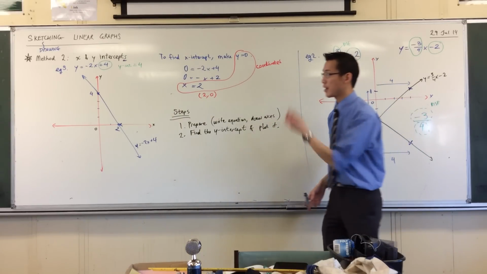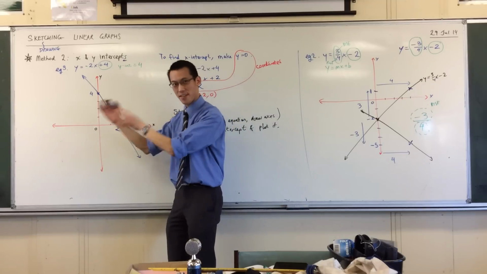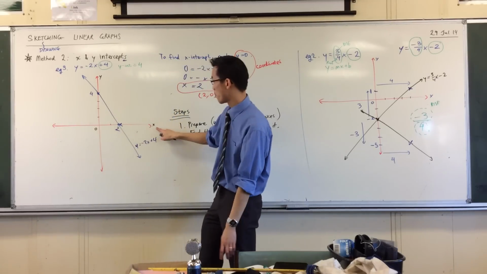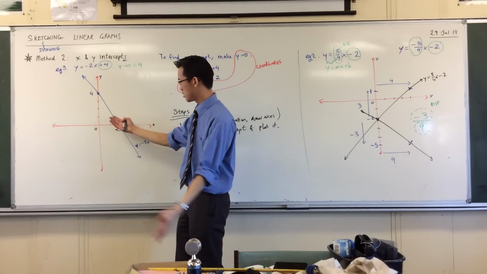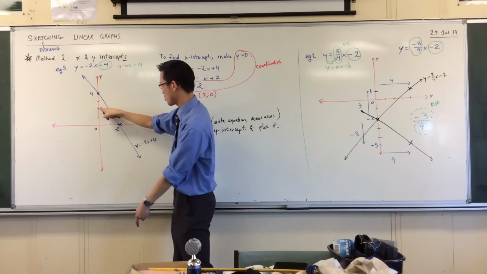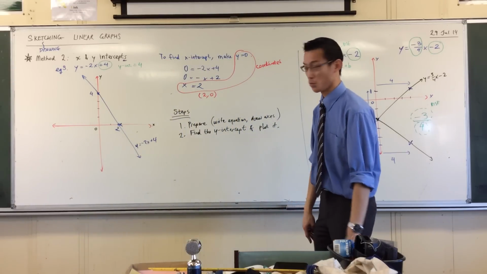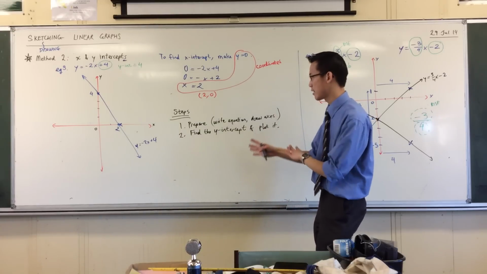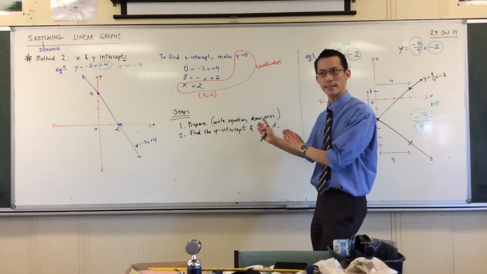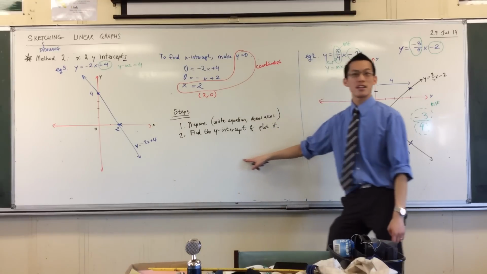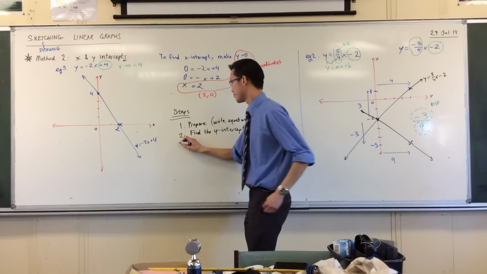By the way, don't forget, it's really bad if you mix up the x and y axes. That's why it's so important to label them. If I swapped these around, if I made this one 2 and this one 4, your graph would be completely different. It wouldn't be the same graph, so you must get them matched up correctly. So you find the y-intercept, then you plot it.